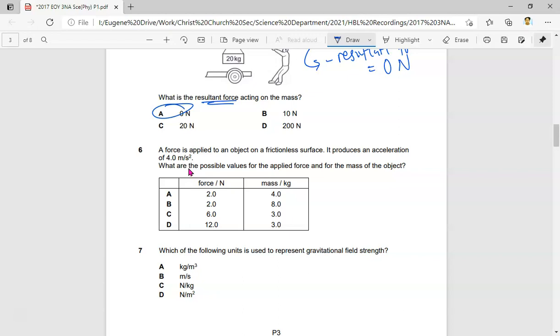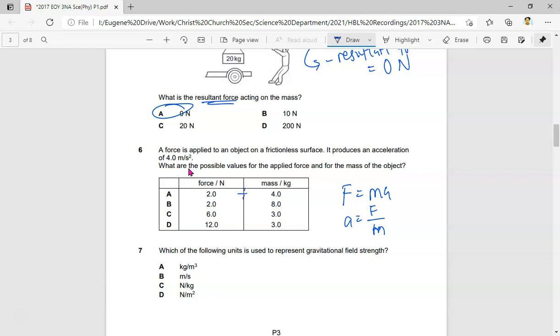A force is applied to an object on a frictionless surface. It produces an acceleration of 4 meters per second squared. What are the possible values of the applied force and the mass of the object? So this one is testing F equals ma. They say the acceleration is 4. So I rearrange this: a equals F over m. I need that when I take F divided by m, I should get the value of 4.